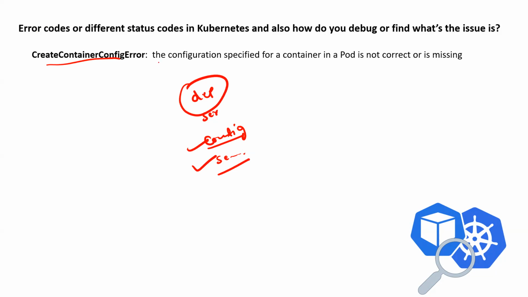And you can see that I've given a one-liner: the configuration specified for the container inside the pod is not correct or missing. In that particular case, this CreateContainerConfigError will come into the picture. In most cases, if you try to create a deployment before creating a config map or a secret, this is the error that you will end up with. And then moving on to the next error code.